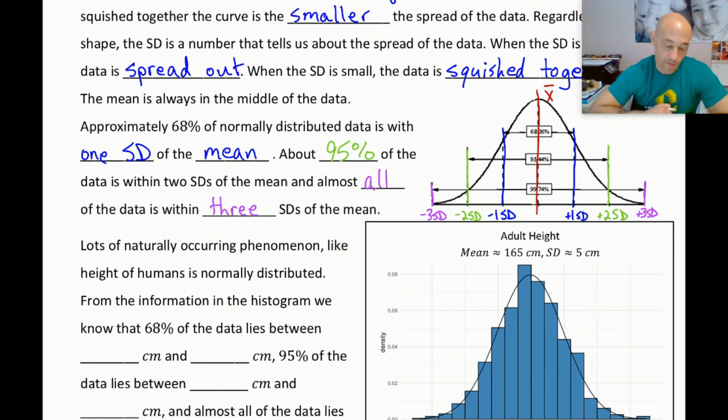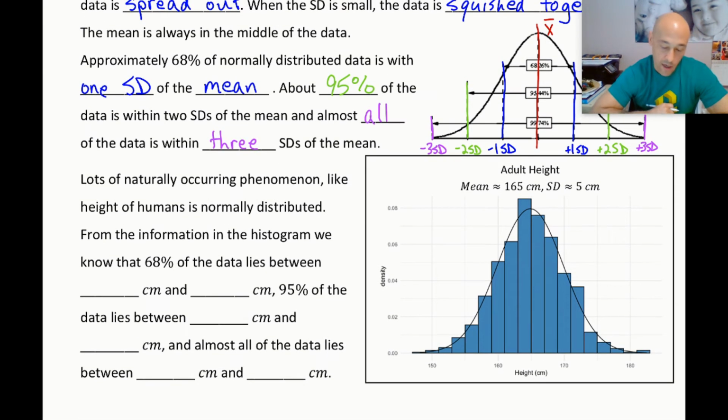Lots of naturally occurring phenomena, like height of humans, are normally distributed. So if we look at that histogram at the right, it's about the height of humans, and it's pretty close to normal. And we often say that data is normal, even though it's not perfectly normal. It's relatively normal. From the information in the histogram, we know that 68% of the data lies between blank centimeters and blank centimeters. So 68% of the data is one standard deviation below up to one standard deviation above the mean.